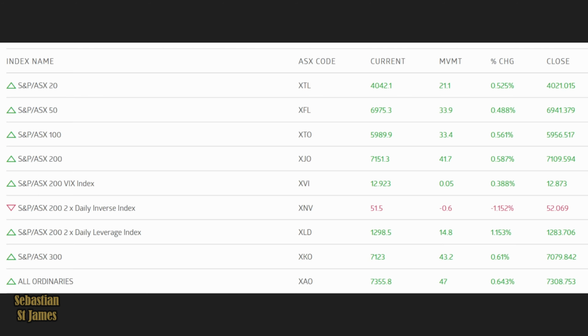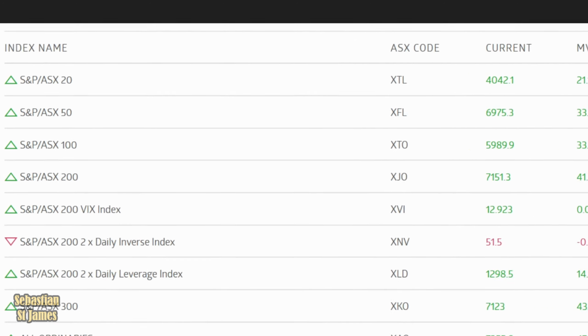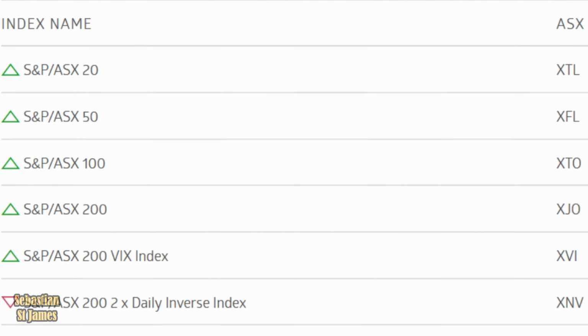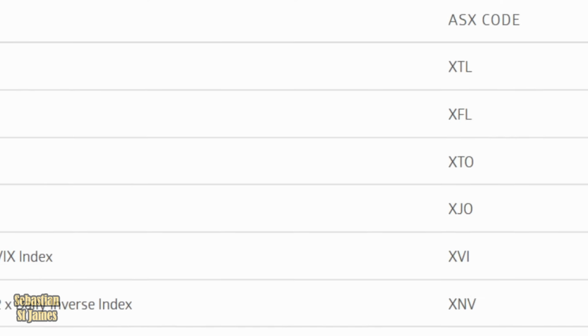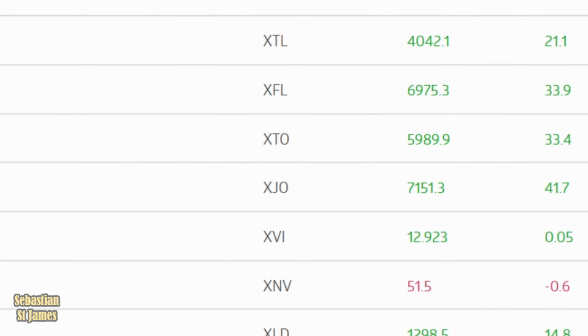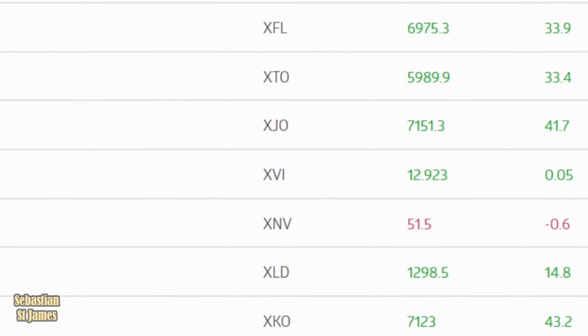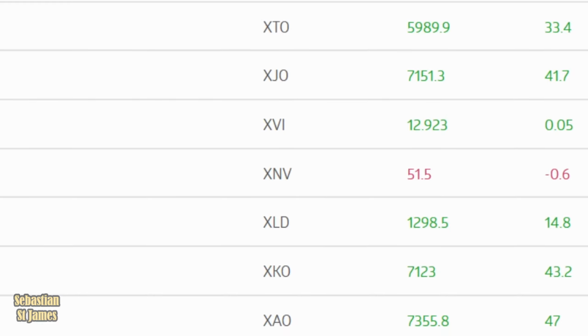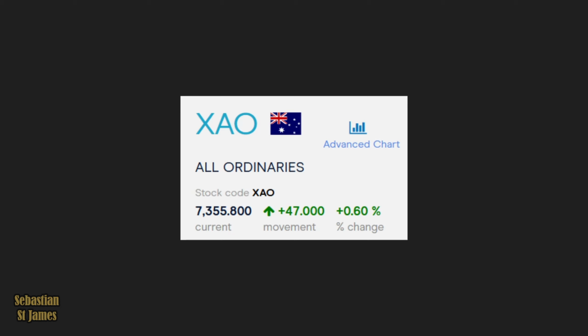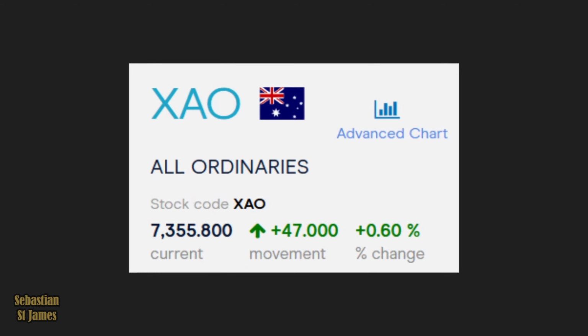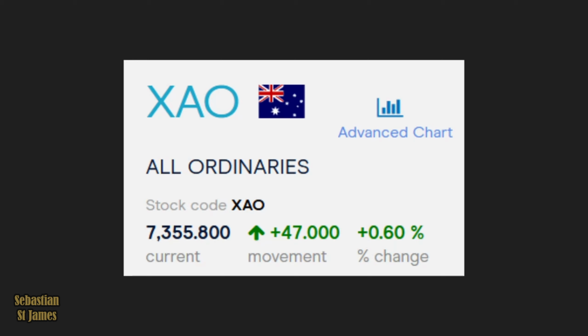For example, here are some of the Australian index codes. XDL, this is the ASX 20. The ASX 50 is XFL, XTO, XJO, okay, you know that one, XVI. None of them are using the caret symbol, so if we don't in Australia, then in my charting software, I'm not going to use carets either. I'll go to my broker at the moment. I can type in XAO, which I've done here. No caret needed. And there you go. It actually brings up the All Ordinaries.